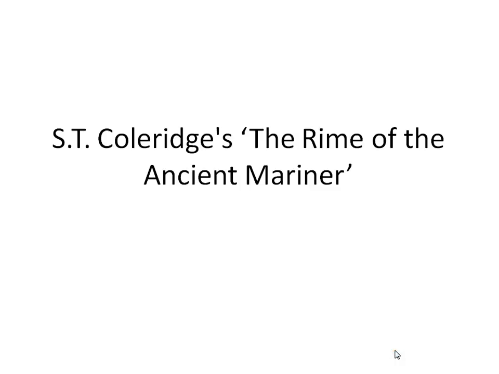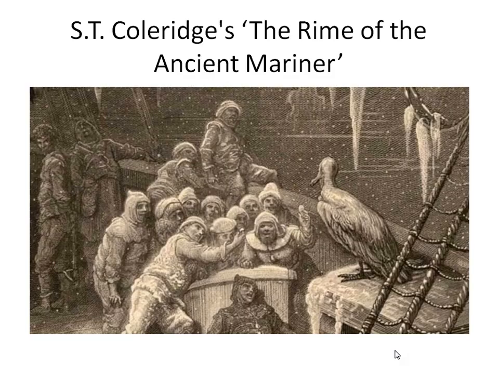So S. T. Coleridge's The Rime of the Ancient Mariner. What is the poem about? Okay. So you see over there, what you see, a ship. Some persons are on board, and an albatross, a bird.